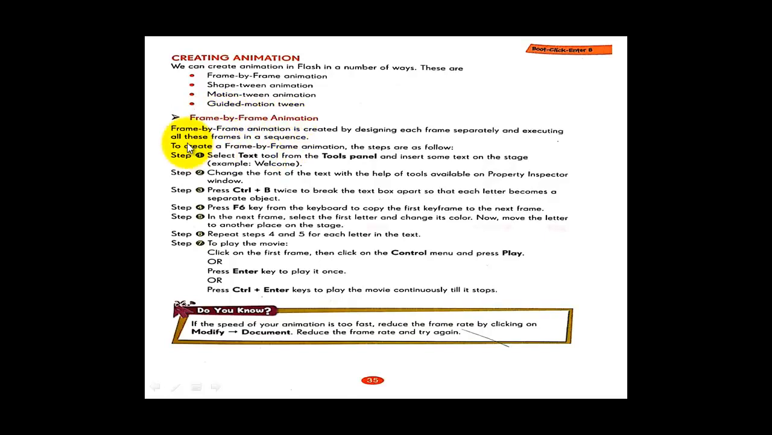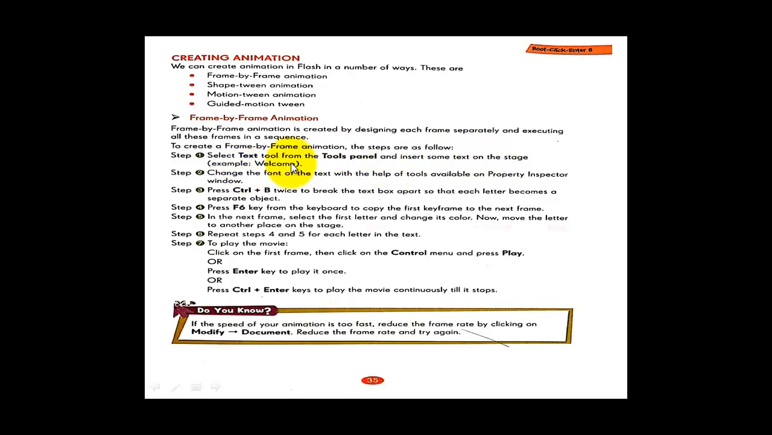Now frame by frame animation is created by designing each frame separately and executing all these frames in a sequence. We'll design each and every frame separately, then execute all these frames in a sequence. Now to create a frame by frame animation, the steps are as follows. Select the text tool from the tool panel, then insert some text on the stage, for example welcome.